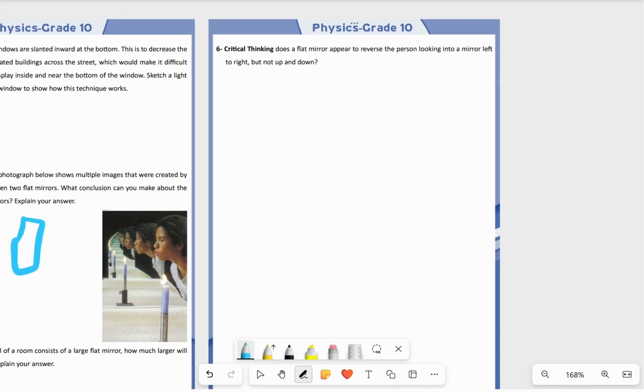Does a flat mirror appear to reverse the person looking into a mirror left to right, but not up to down? Yes, a flat mirror just reverses the person's look from left to right, not upside down. This happens because a flat mirror reflects light symmetrically.